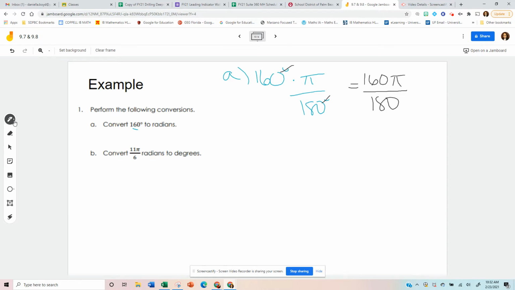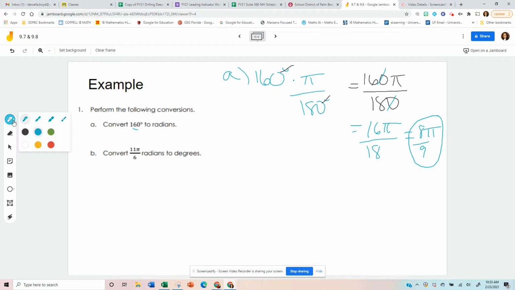Now a couple of things cancel out here. The zeros will cancel out, so then I'm left with 16 pi over 18. 16 and 18 have something nice in common. I can divide them by 2, and when I divide them by 2, I get 8 pi over 9, which is the radian. And I finished, so I did part A.